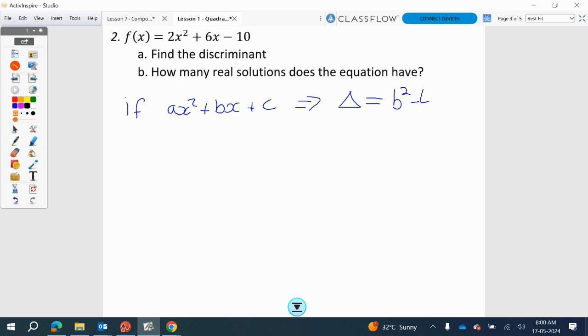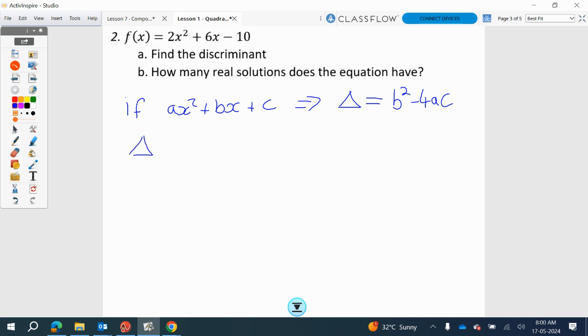Nope. B squared minus 4ac. Often writing delta equals b squared minus 4ac on some of these questions, like how many real solutions it has. That's the method point. Putting the values into the formula to get you the method point.